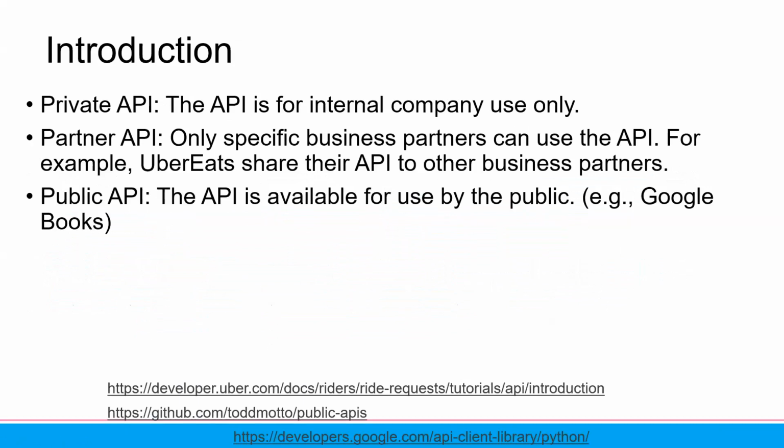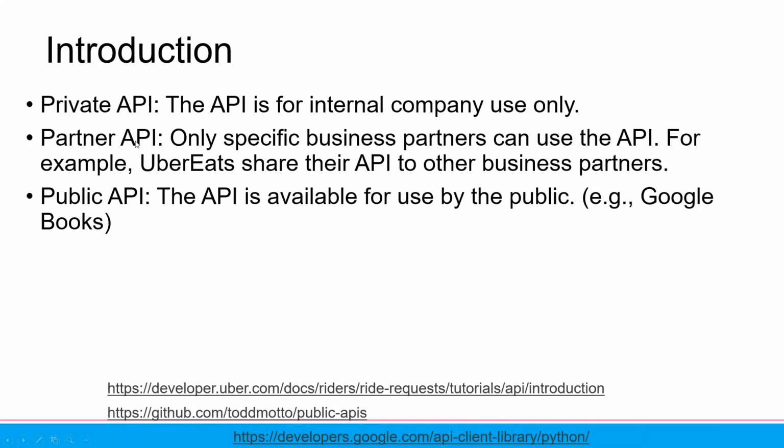For example, the private API. The private API is the API for the internal company. This is for private use. There can be a partner API. The partner API is only for specific business partners that can use the API. I'll give an example, this one is Uber Eats, because I'm using some of this API. It is from Uber. And in Korea, there are also other APIs, Naver API, Kakao API, and also the API from the online stores, Coupang API. So they provide the API for business partners.